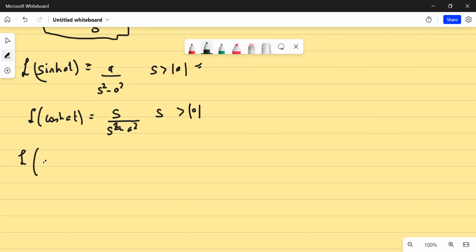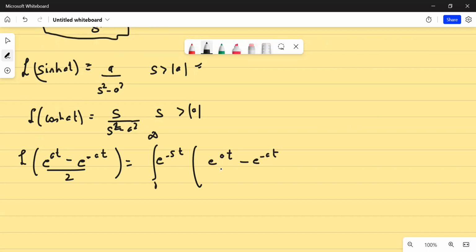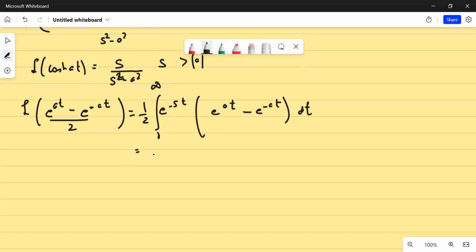It will be equal to the Laplace transform of e to the power at minus e to the power minus at, divided by 2. This is how you define sine hyperbolic. So your integral would be e to the power minus st, times e to the power at minus e to the power minus at, with a 1/2 here and a dt here. So eventually you will get 1/2 integration from 0 to infinity of e to the power a minus s t, minus e to the power minus a plus s t, dt.